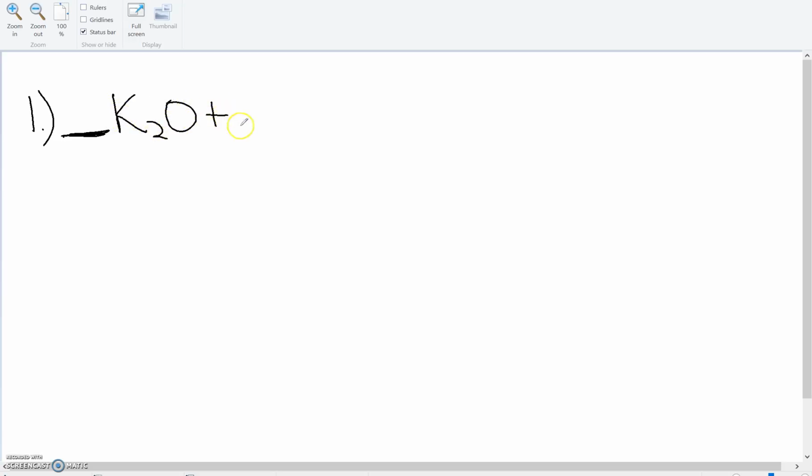K2O plus, leave room for your coefficient, H2O yields, that's that arrow, yields KOH. Try to be as neat and organized as you can. So the first thing I want to do after I write that down is count up how many atoms of each element I have on both sides. So on my reactants, how many elements do I have? On my products, how many elements do I have?